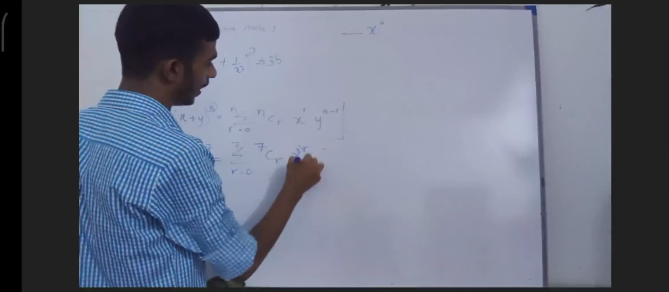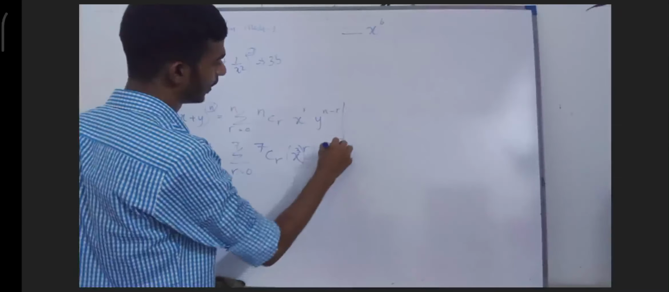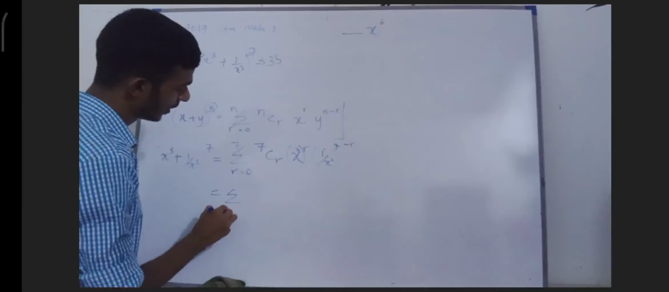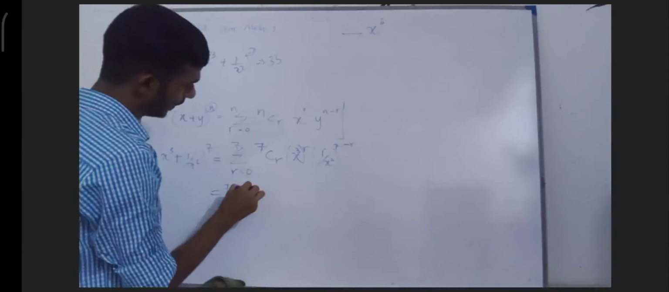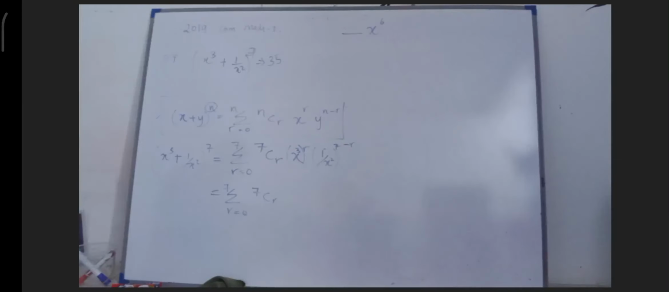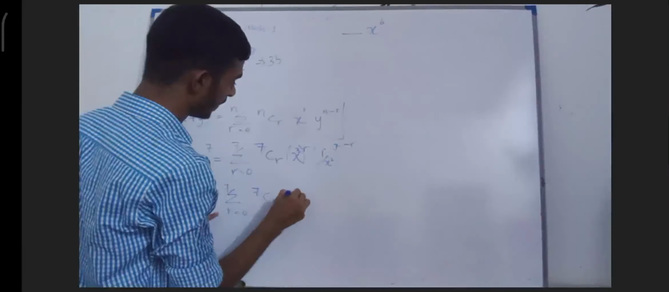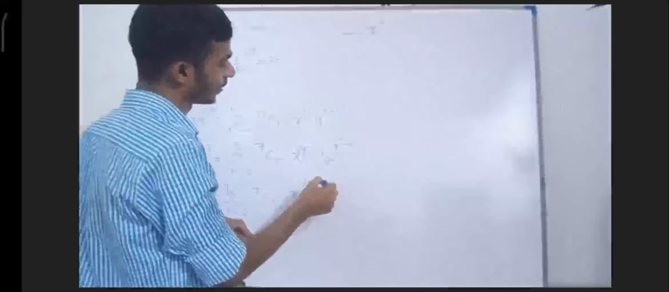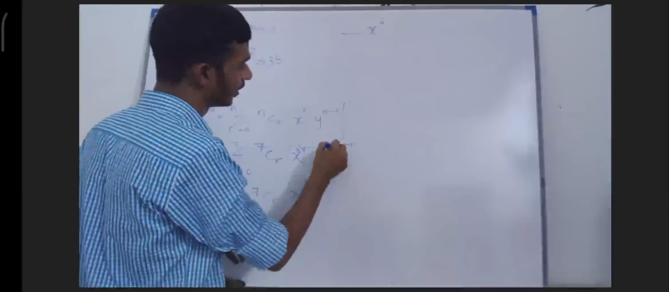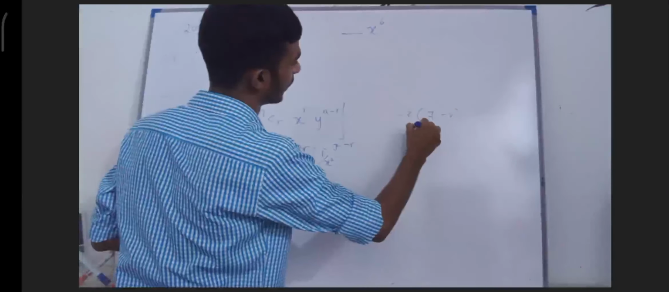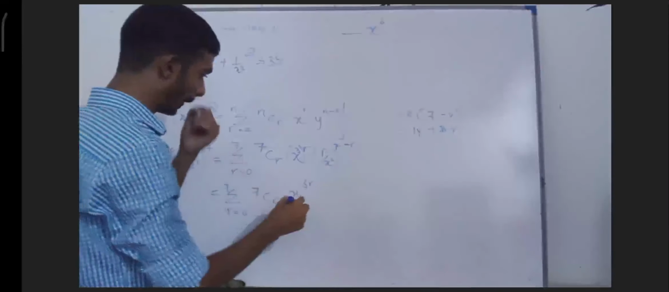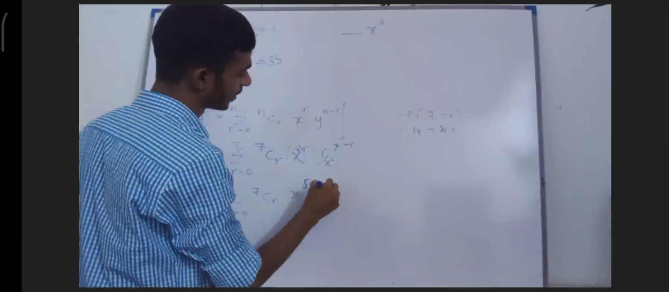x cube to the power r into 1 over x square to the power 7 minus r. Now I have to simplify this. So summation of r equal to 0 to 7, 7Cr x to the power 3r. Now using the rules of indices, I can bring this x square to the numerator, so it will become x to the power minus 2. So x to the power minus 2 into 7 minus r would give you minus 14 plus 2r. So we have already 3r, so it will become 5r plus 17.